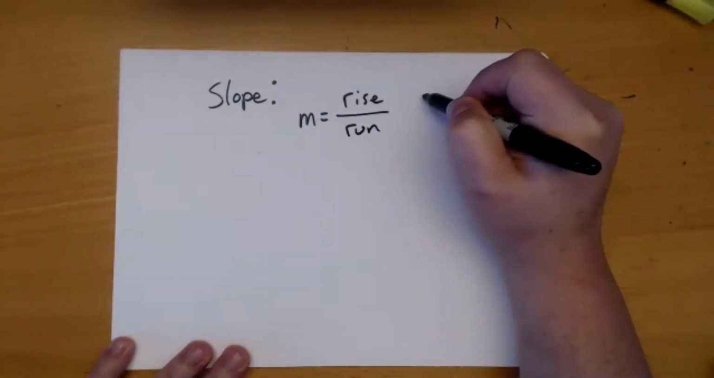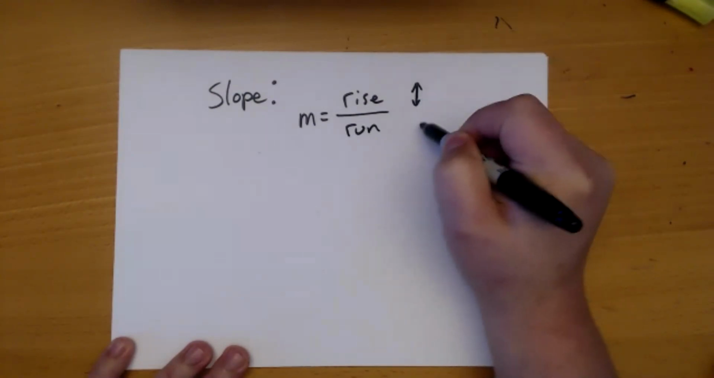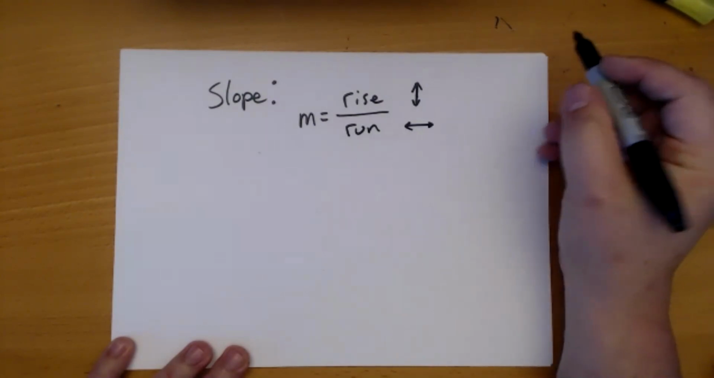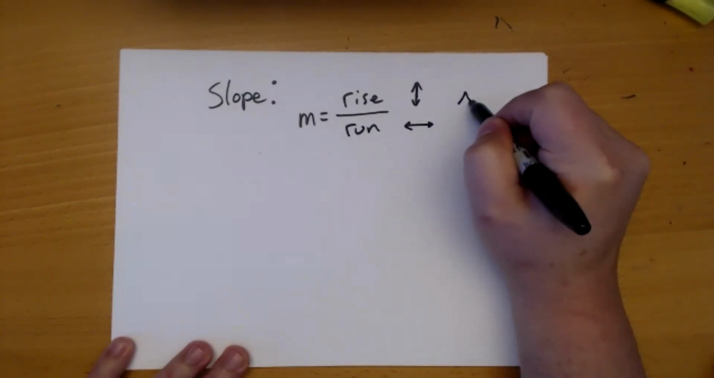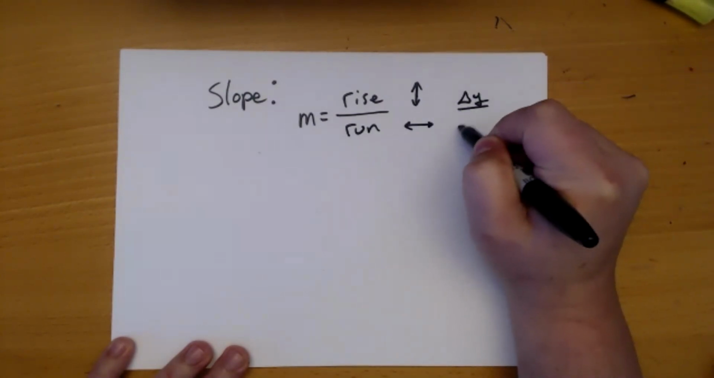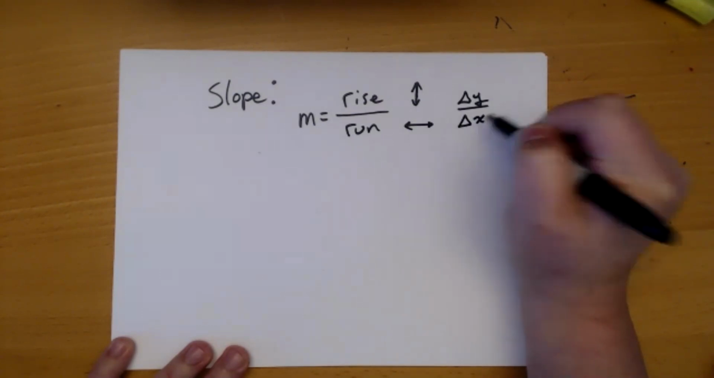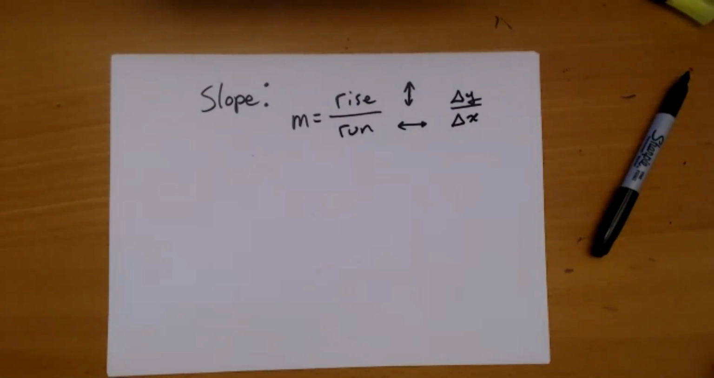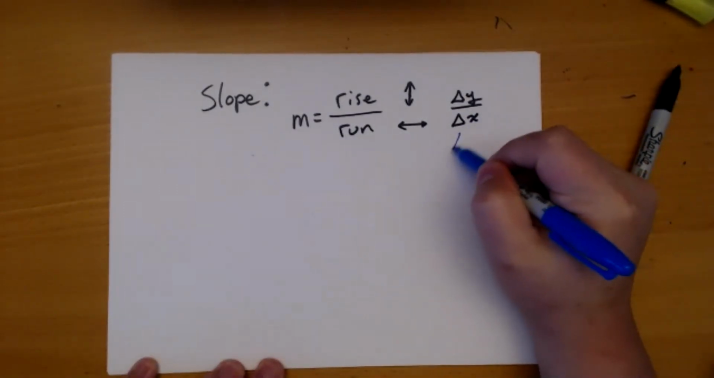The rise is the up and down, and the run is left and right. This is your Y's and your X's. Now, the reason why we use that little triangle there, that's a math symbol. That means change in.